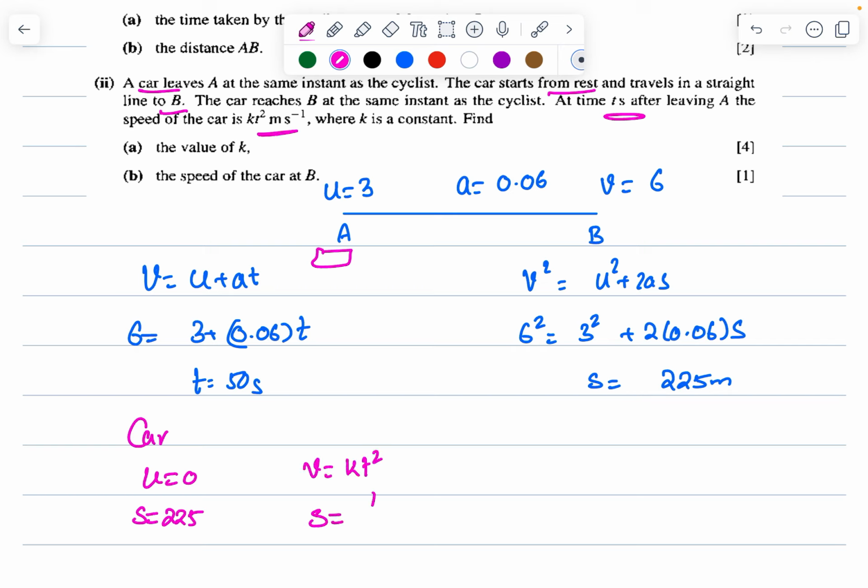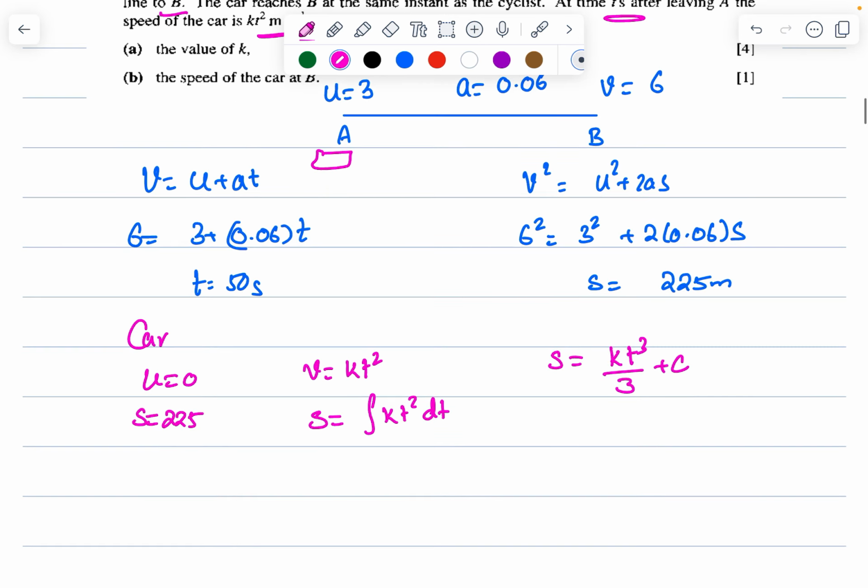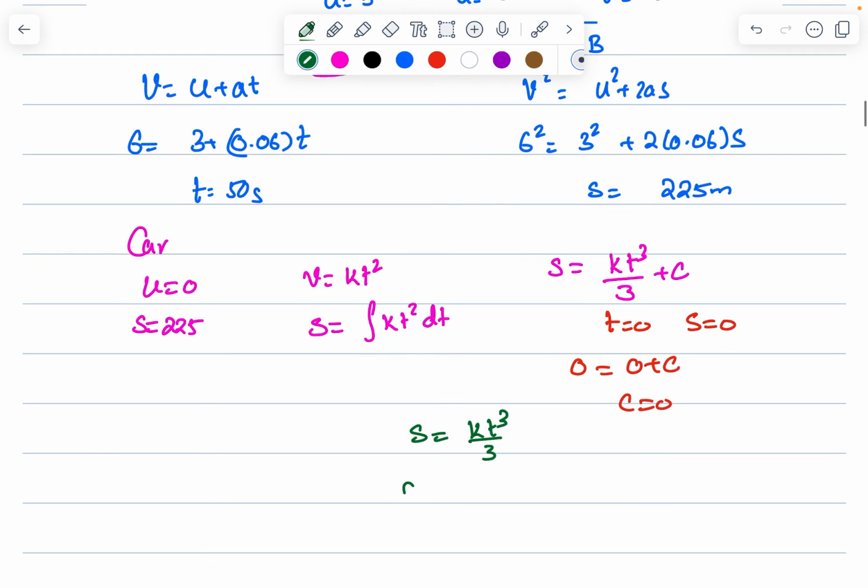I want to know the distance, so I integrate that. Distance equals kt cubed by 3 plus c. Don't forget to write plus c. But we know that when t equals 0, s equals 0, so 0 equals 0 plus c, and c equals 0. So the distance formula is s equals kt cubed by 3. Plugging in the distance, 225 equals k times 50 cubed by 3. This gives me the k value as 0.0054.